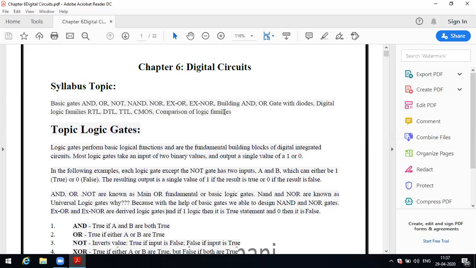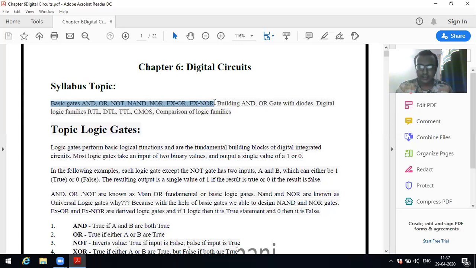Myself is Jamie Zangani. So we have discussed here today chapter number six of basic electronics. In chapter number six, this is the syllabus topic: basic gates AND, OR, NOT, NAND, NOR, XOR, XNOR, building AND, OR, NOR gate with diodes, digital logic families, RTL, DTL, TTL, CMOS, comparison of logic family. It is the topic related to chapter number six according to GTU syllabus.